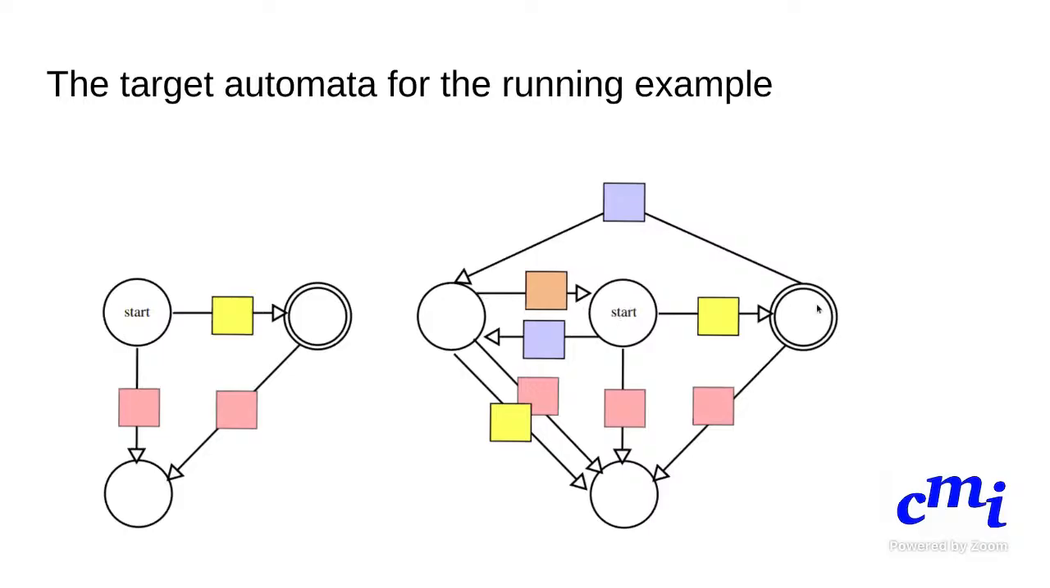And then if you reach here, a red tile will go here, and a blue tile will make sure that you reach the brown tile before you reach the yellow tile. Yeah, this is the target automata that we are trying to learn.